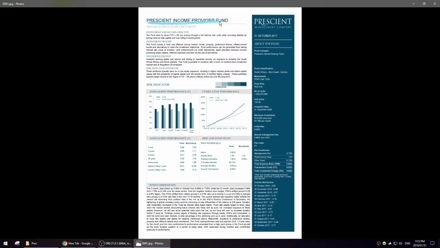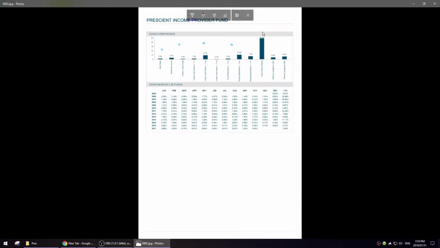The last one we'll look at is the Prescient Income Fund. On the risk indicator, conservative. Total expense ratio 0.92%, so a lot cheaper because it is an income fund. A whole bunch of stats here. Over 1 year 8%, and since inception 9.6%. So you can see also beating its benchmark, but a lot more stable, not as aggressive as the other funds we've seen. Page 2, fund composition. So it's mostly cash, this fund.